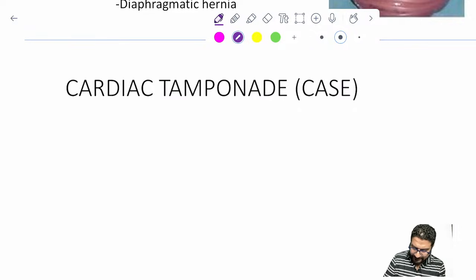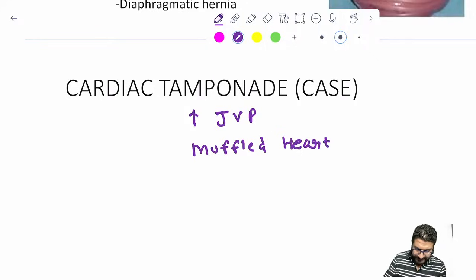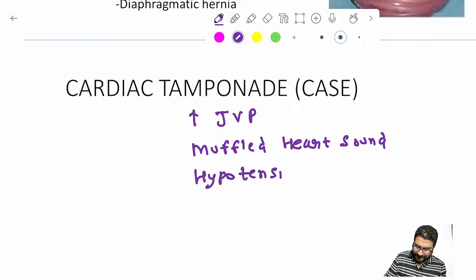They tell you the patient is having raised JVP, muffled heart sound. Sometimes the examiner may not use the term muffled heart sound, or they can tell you the patient is having diminished heart sound, right? And hypotension, the patient's BP is also low. So this is Beck's triad.